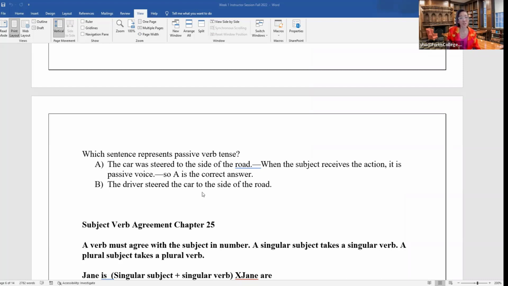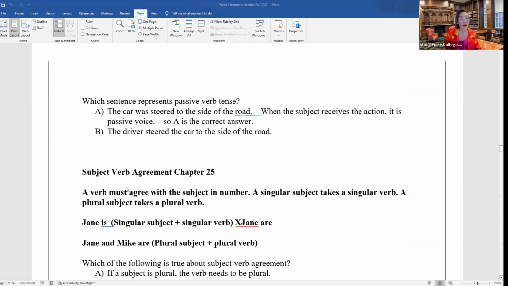Here, the driver steered the car to the side of the road. So the driver is the one doing the action, the subject is doing the action. So that's active voice. When we write our essays, we want to stick to active voice because it makes our essays sound so much more dynamic.